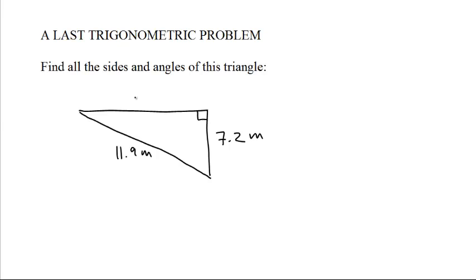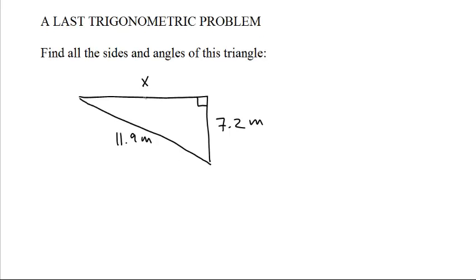Here, one last trigonometric problem. Find all the sides and angles of this triangle. Well, this side, x, we can find with the Pythagorean theorem. We can say that, let's see, that's one of the shorter sides. x squared plus 7.2 squared should be 11.9 squared.